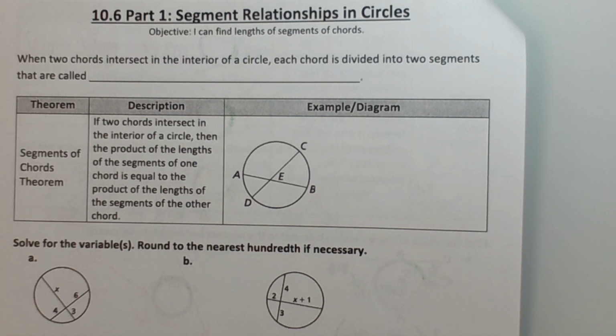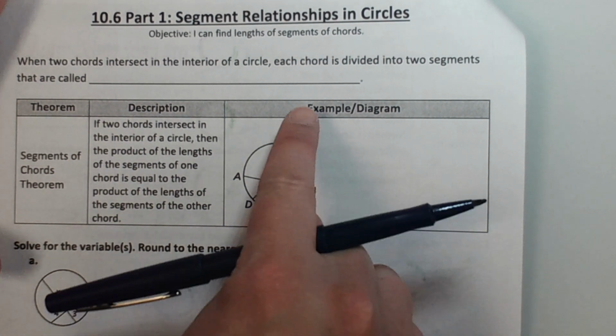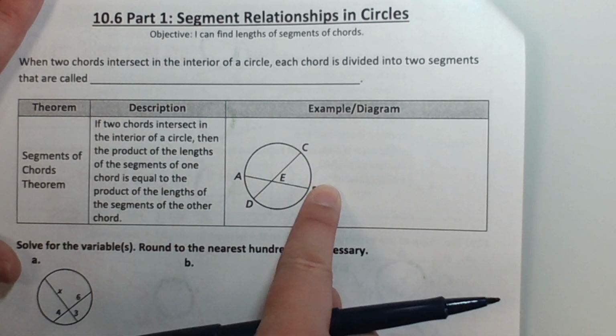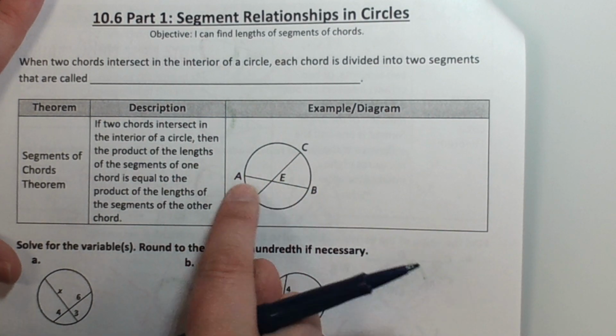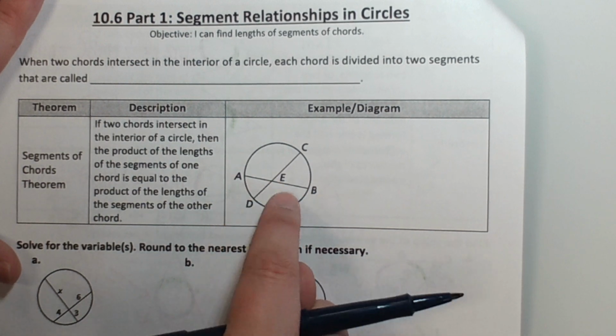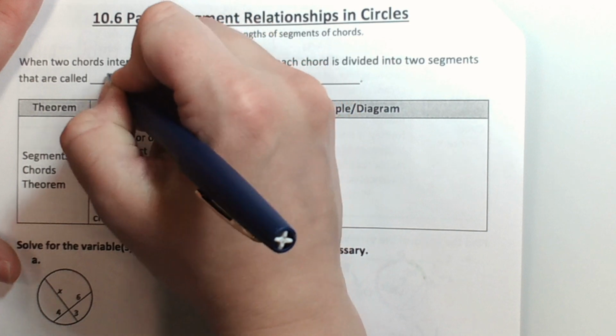Today, much like you saw yesterday with angles, but today we're focusing in on the segments, we're going to have two chords going through the middle of our circle, particularly intersecting. When those two chords intersect within the circle, the chord gets divided into two parts, into two segments. They're not the same length as one another by any means. They are called segments of a chord.